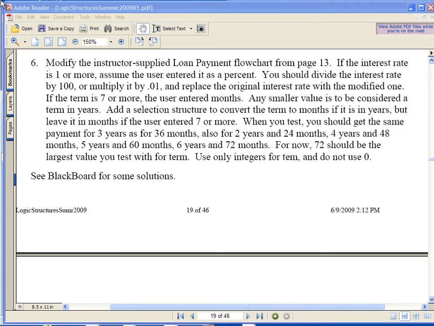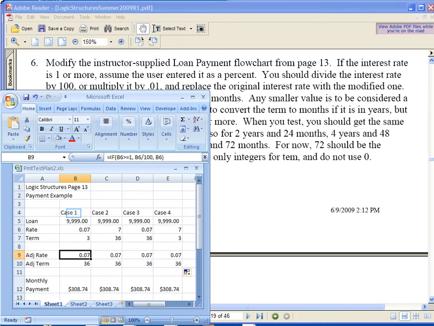Let's take a look at the Excel. Now, if you take a look at these 4 cases here, in each one of them, there's 4 combinations of messing with rate and term. In the first one, we had it as originally done, 0.07 and 3. The second one, we changed it to the values that need to be fixed, 7 and 36. Well, maybe the 3 needs to be fixed. And in cases 3 and 4, we just changed one of them.